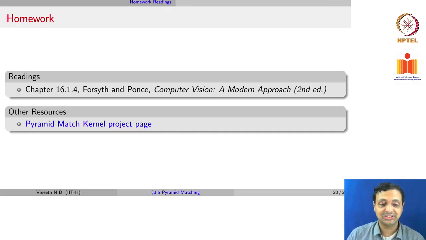Your homework for this lecture is chapter 16.1.4 in Forsyth and Ponce's book, and the pyramid match kernel also has a nice project page with more details, with results, with code, with the link to the paper too, if you're interested in knowing any more about these methods.